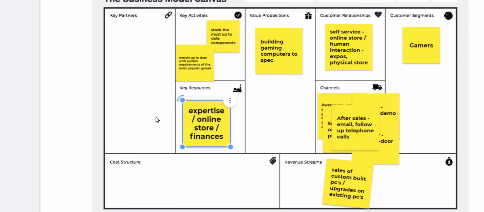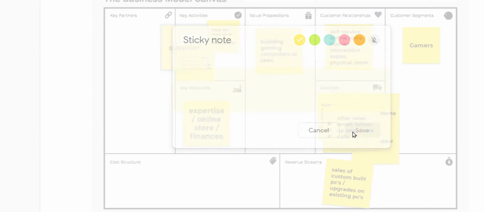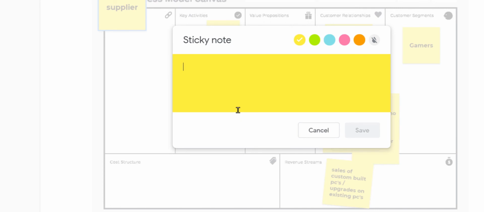So let's stick to key resources, the expertise to actually do it, the online store, and finances. Key partners. So are we going to need key partners here? You could possibly partner with a specific supplier. So let's say you are going to give preference to a specific supplier and you're going to push their product because they've got a known reputation for being on the forefront of developing the necessary components to make sure that the guys can build the best possible gaming PCs. So there might be a specific component supplier. And that might be your only key partner initially.